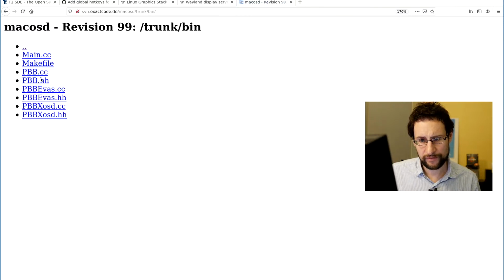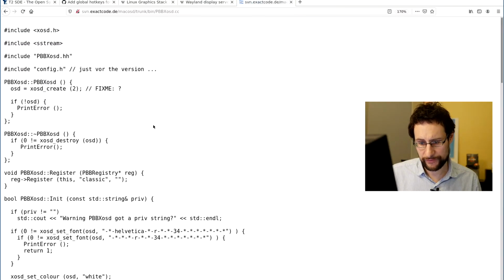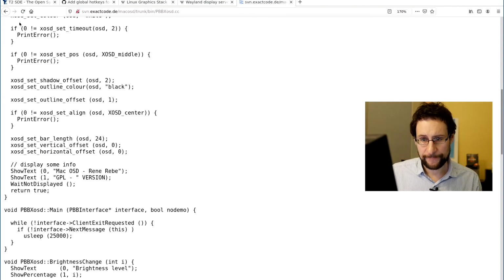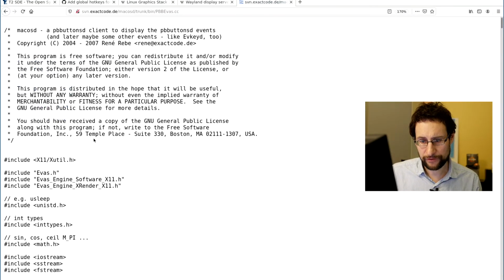So also, why do we have here bin? I'm not sure why I called this bin. Evas XOSD, which of this? Maybe I don't remember what F1 for sure used. Evas. Oh, you know what?